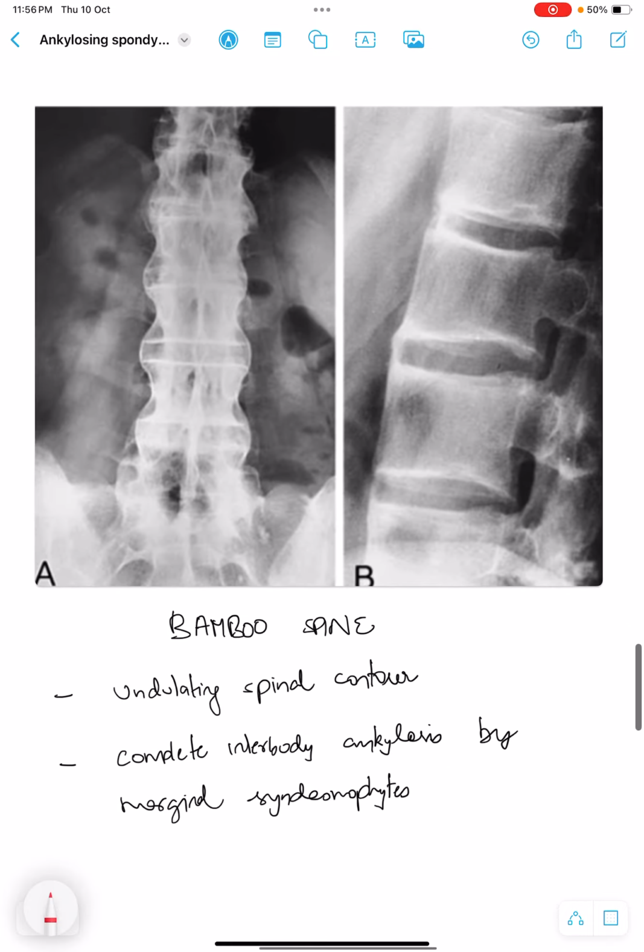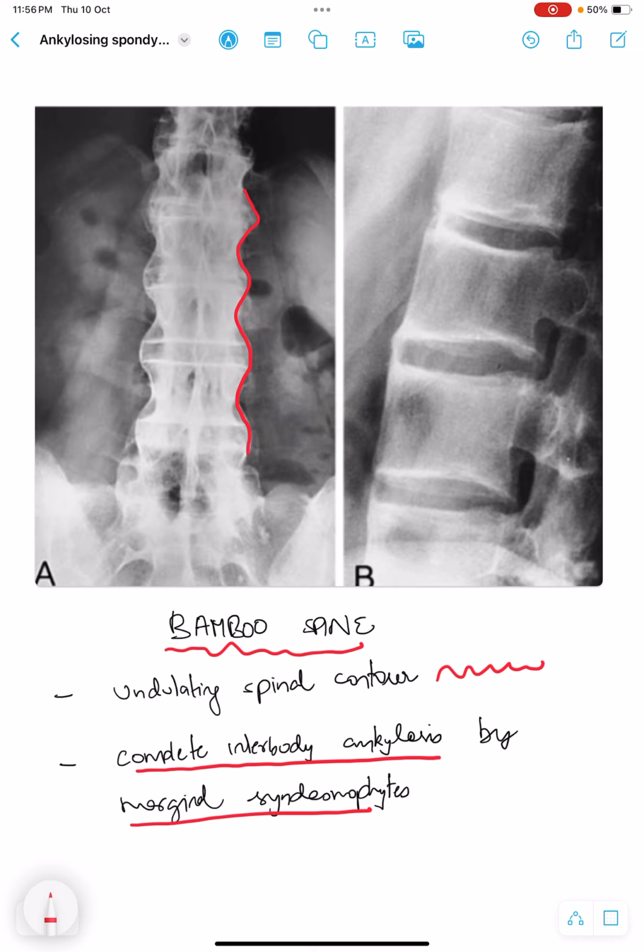Now there can be formation of bamboo spine. In bamboo spine, there will be complete interbody fusion, that is the ankylosis, due to the marginal syndesmophytes, and it gives the spine an undulated contour, that is in the form of waves. Here focus on the X-ray, we can see this undulating contour of the spine. In the lateral part also we can see the marginal syndesmophyte formation, which gives the bamboo spine appearance.